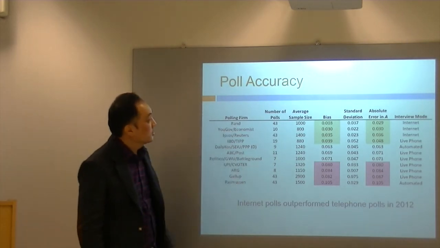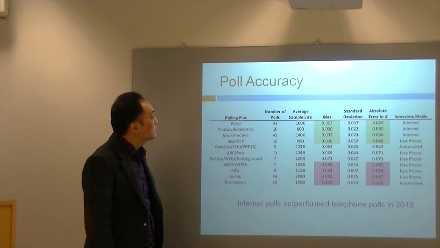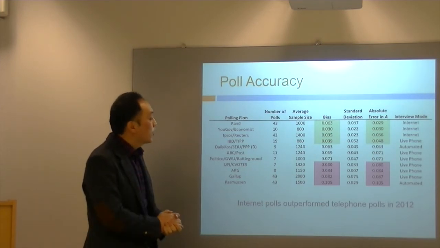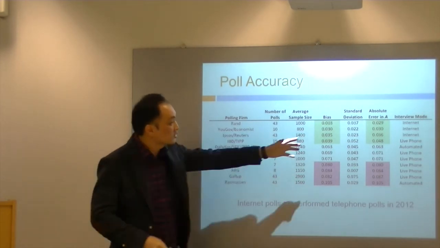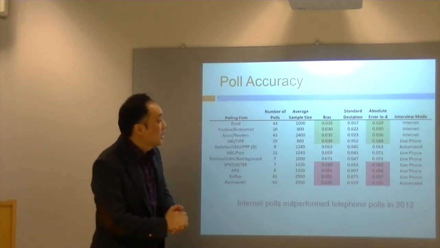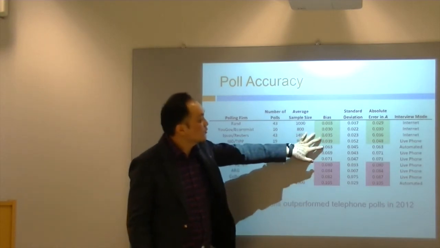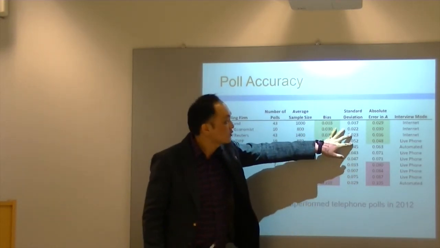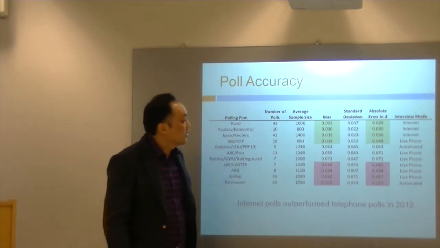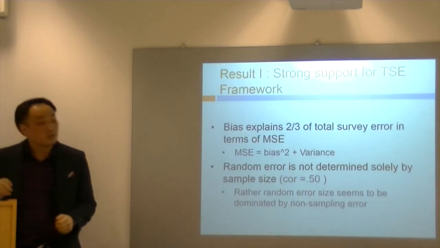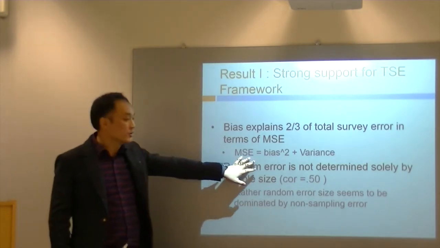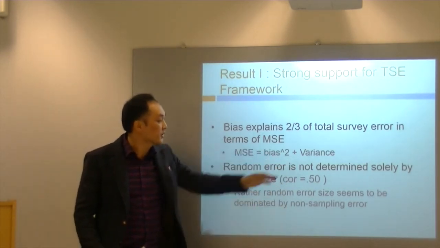So basically, we know that there are two different kinds of polling error. One is systematic error, which is also called bias. The other one is variance, the square of the standard deviation. We measure the bias of each poll and the standard deviation or variance of each poll, and then we calculated the mean squared error, which is bias squared plus variance.